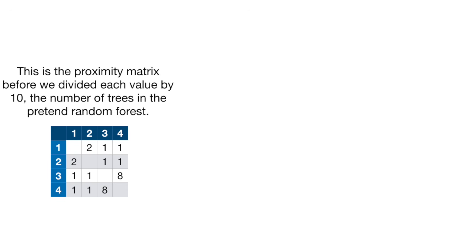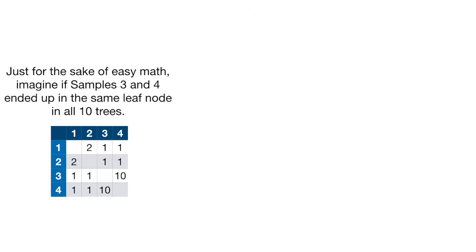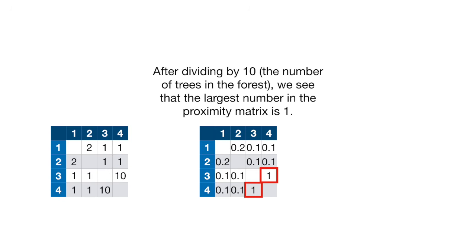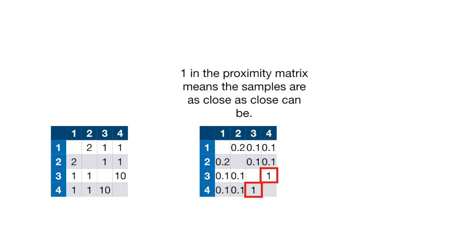This is the proximity matrix before we divided each value by 10, the number of trees in the pretend random forest. Just for the sake of easy math, imagine if samples 3 and 4 ended up in the same leaf node in all 10 trees. Now we have a 10 here and here. After dividing by 10, the number of trees in the forest, we see that the largest number in the proximity matrix is 1. 1 in the proximity matrix means the samples are as close as can be.